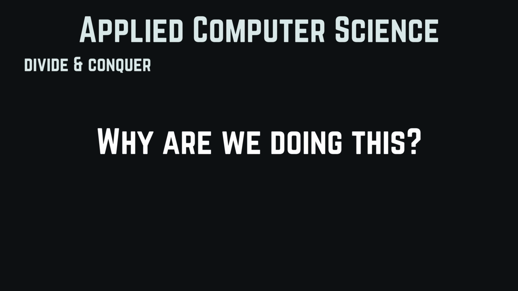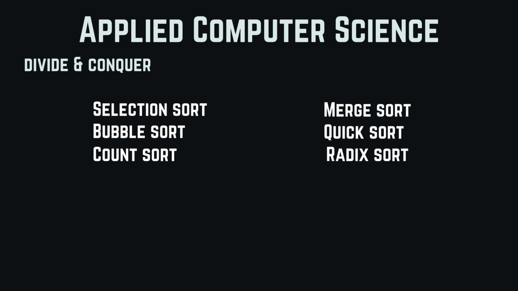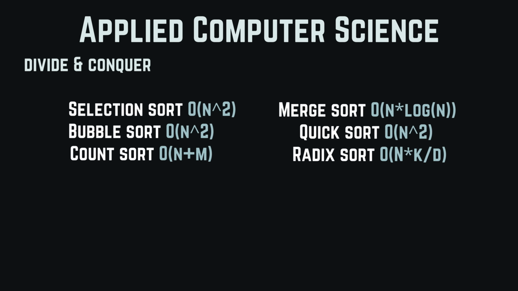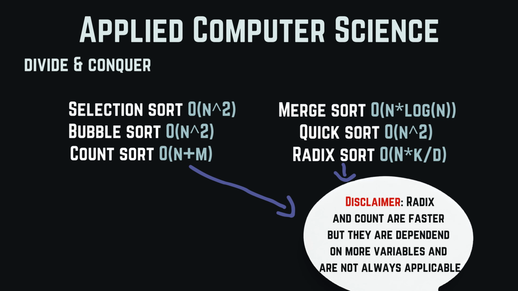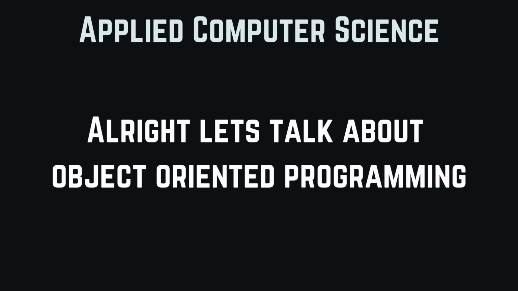Why are we doing this? Well, divide and conquer can help us to solve problems faster. If we look back at our list of sorting algorithms and add the O notations to every algorithm, we see merge sort has the best running time out of all these sorting algorithms, and this is all thanks to divide and conquer.